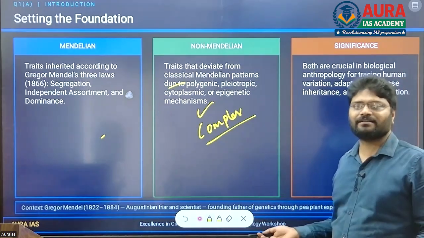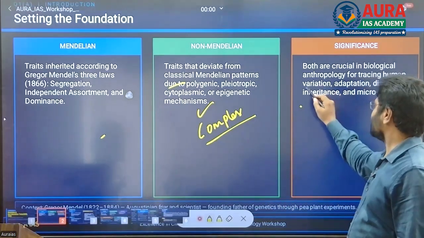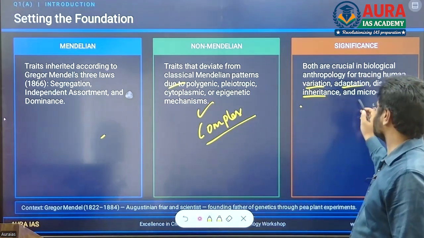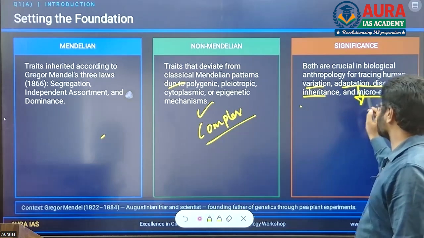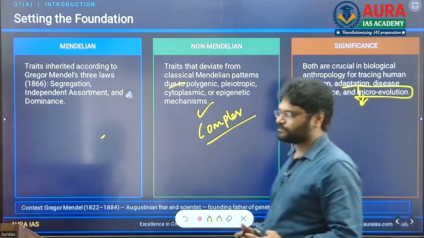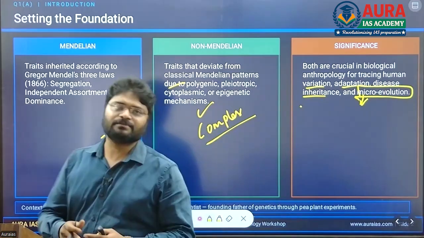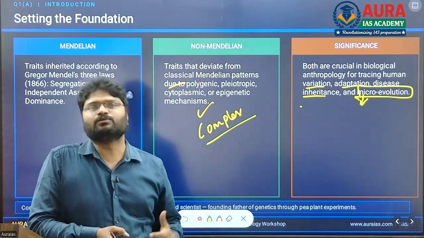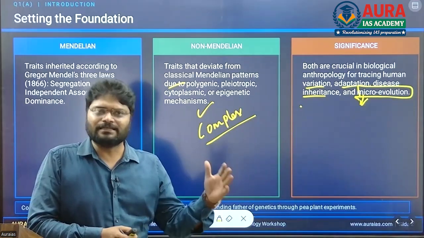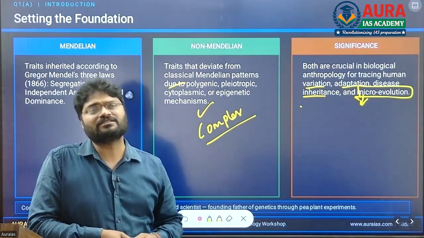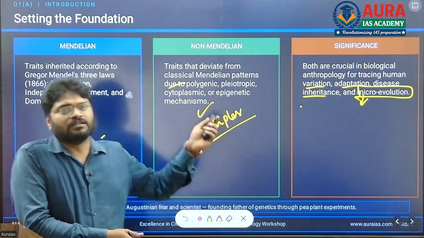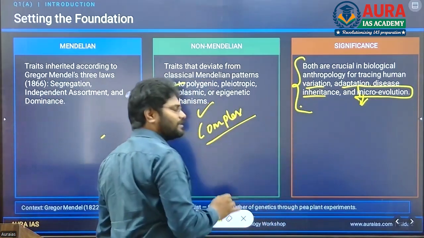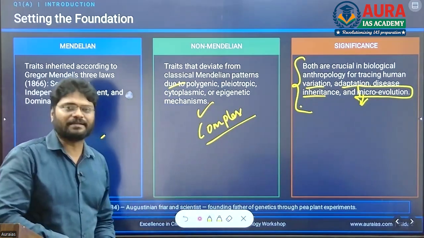Now, why are both important for an anthropology student or the biological anthropology branch? Both govern human variations, adaptations, and disease inheritance patterns from parents to offspring, and even in population genetics, microevolution also. The gene and genotypic frequencies changing from one generation to another, that we generally call microevolution. The same thing, if it occurs over millions of years, we call macroevolution. So to understand all these things, we need thorough knowledge of Mendelian as well as non-Mendelian traits.